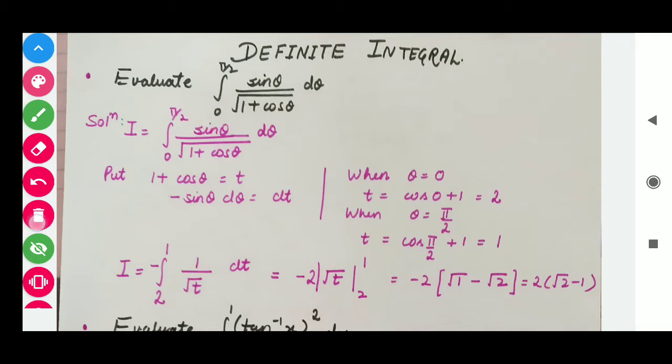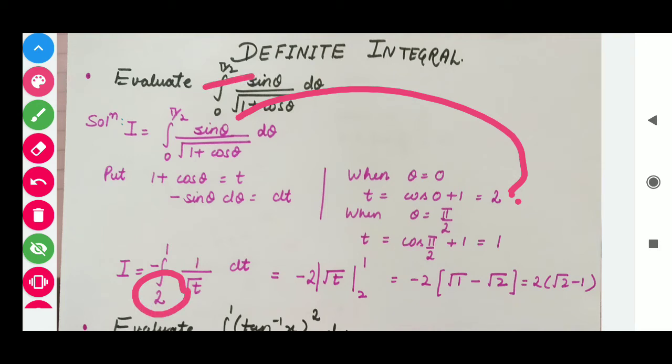Now students, put the upper limit pi by 2. In this way we get t equals 1 plus cos pi by 2. And we know that cos pi by 2 is 0. In this way we get t equals 1. So students, in the place of lower limit 0, we get the value 2. So 2 must be written in the lower limit position. Similarly, here pi by 2 is the upper limit, so we put 1 in the upper limit position.